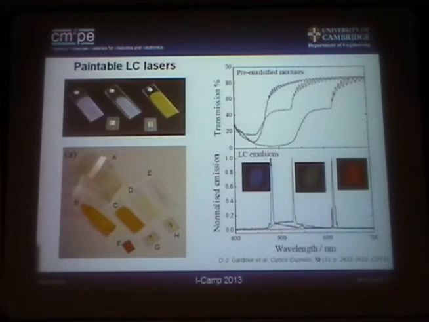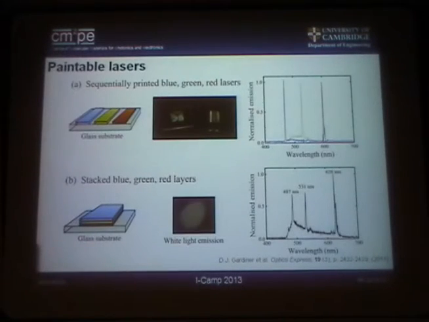You can paint them using emulsions, which is what we've done onto different substrates. The nice thing about this is you can either lay them side by side, you can stack them on top of each other, or you can even make a composite film where you mix all of them into one emulsion and then just coat it down, and you can get all your red, green and blue from one single sample. And this is what we show here, this is just side by side, different arrays, and you get a white light emission when you stack them together and you've got your broadband spectrum.